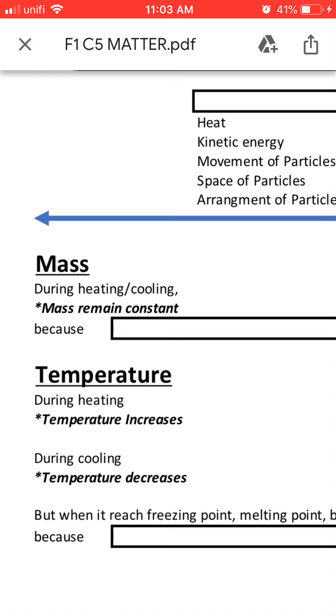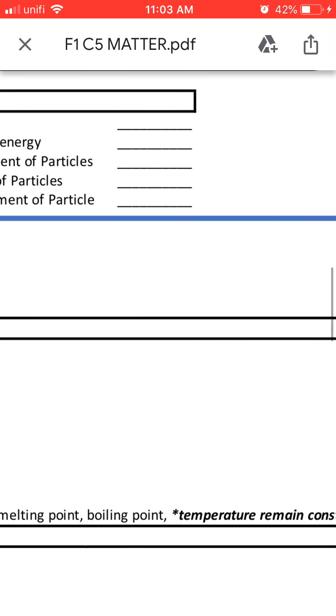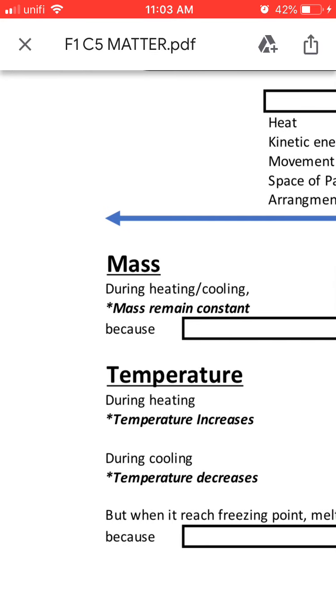Why? I want you to find in the textbook on page 155. Now this is a very important concept, but unfortunately in the textbook the answer is not easy to spot because they didn't bold the answer. So that's why I put it as a box over here. I want you to find it on page 155. You find the reason why mass remains constant during heating and cooling.